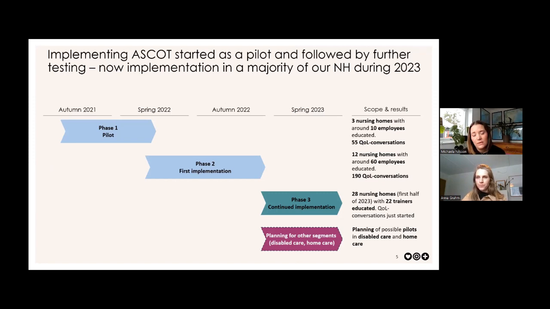And right now we're in the middle of the continued implementation that just started in the beginning of this year, where we're starting with 28 nursing homes until the summer this year. And then next half of the year, we will have another 28 nursing homes. So we're picking up speed in the rollout. And next step for us is to start to look at our other segments, disabled care and home care, as we see a big potential in creating value for the customers in those segments with using ASCOT.